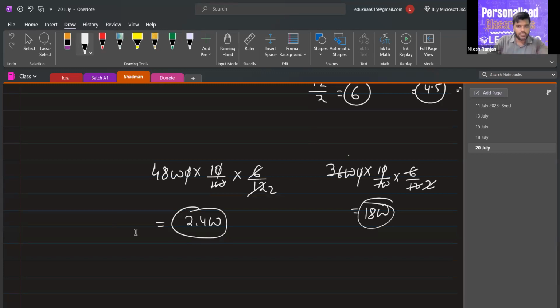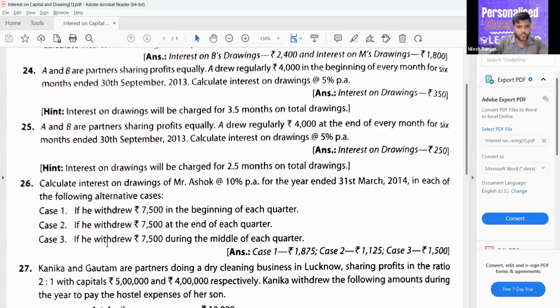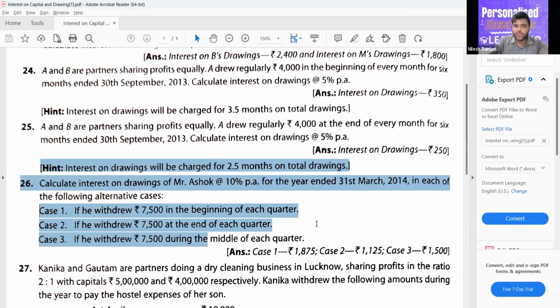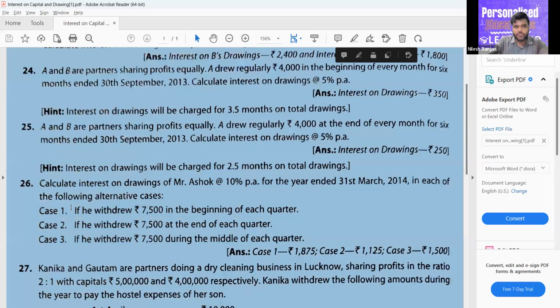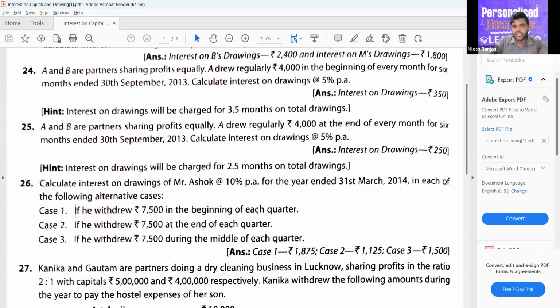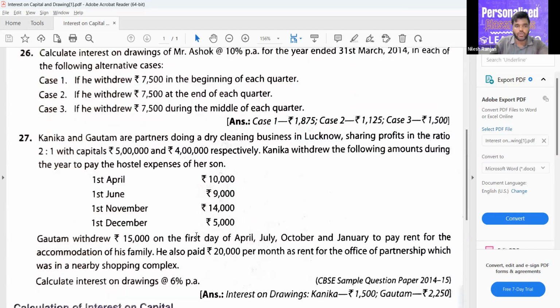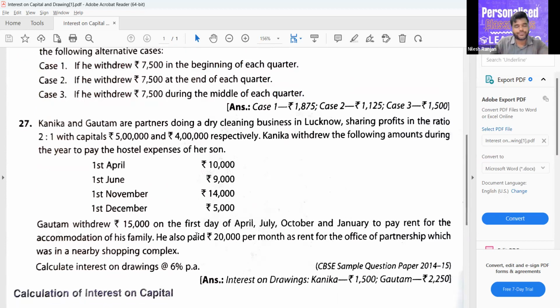In the same manner, there may be different type of question. You can see here, there is 3 cases, means there is 3 question. If he withdraw 7,500 in the beginning of each quarter, if he withdraw 7,500 at the end of each quarter, and if he withdraw 7,500 during the middle of every quarter.